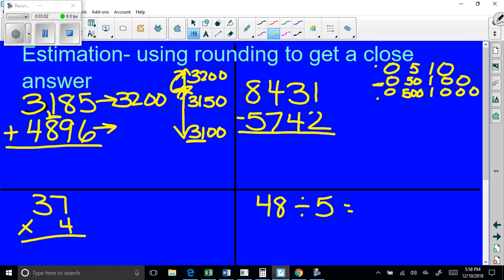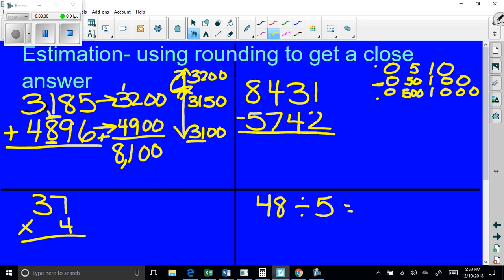So 4,896, I know when I go to round that to the nearest 100, it is closer to 4,900 because that's 100 more and 96 is more than 50. So 4,900 is what I round it to, and I'm going to add this estimated number. 2 plus 9 is 11. I'm going to regroup, and that gives me 8. So 8,000, about 8,100 is the answer.